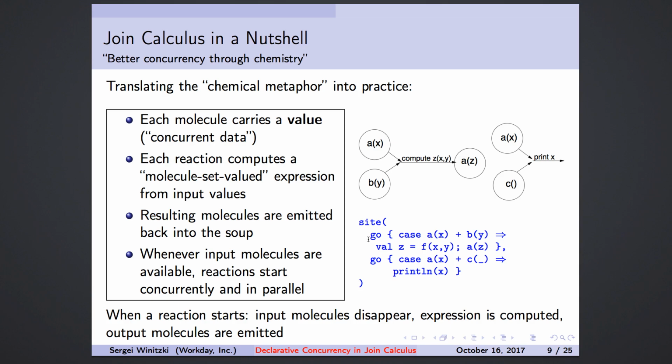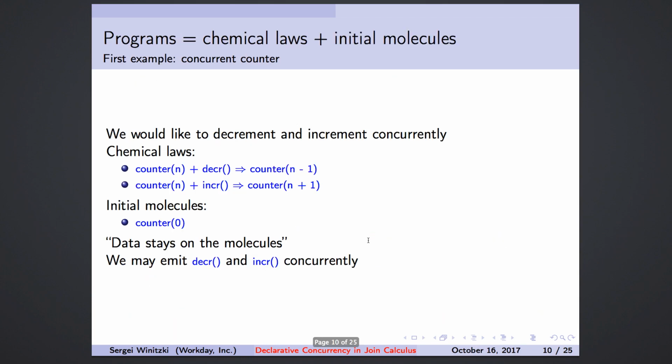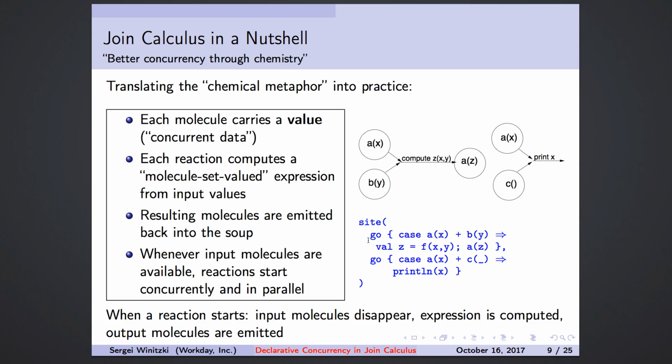In principle, I'll show you later how this works. I could declare first the reactions, so I could just say val x equals go, and then I could say site of x. I don't have to do it inline.